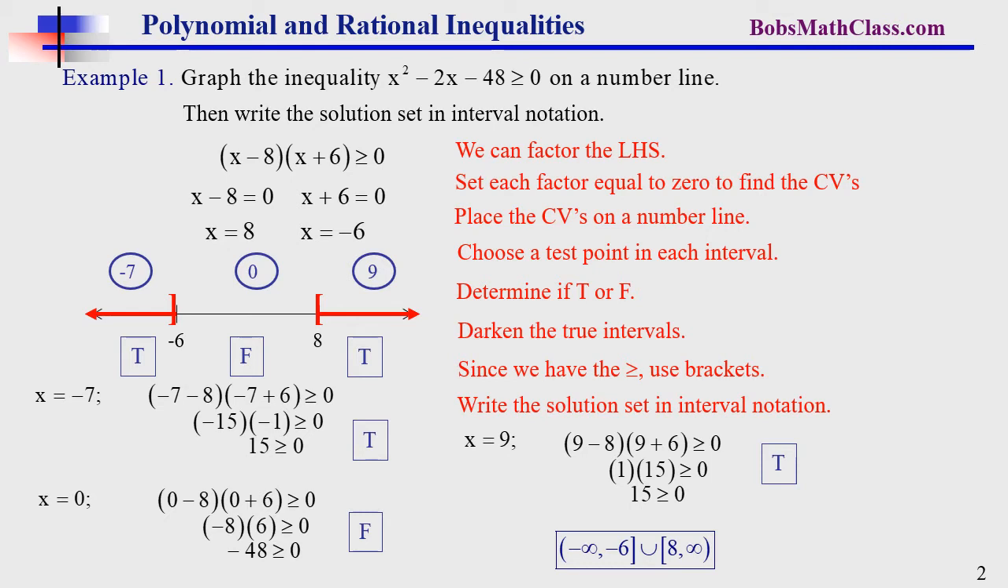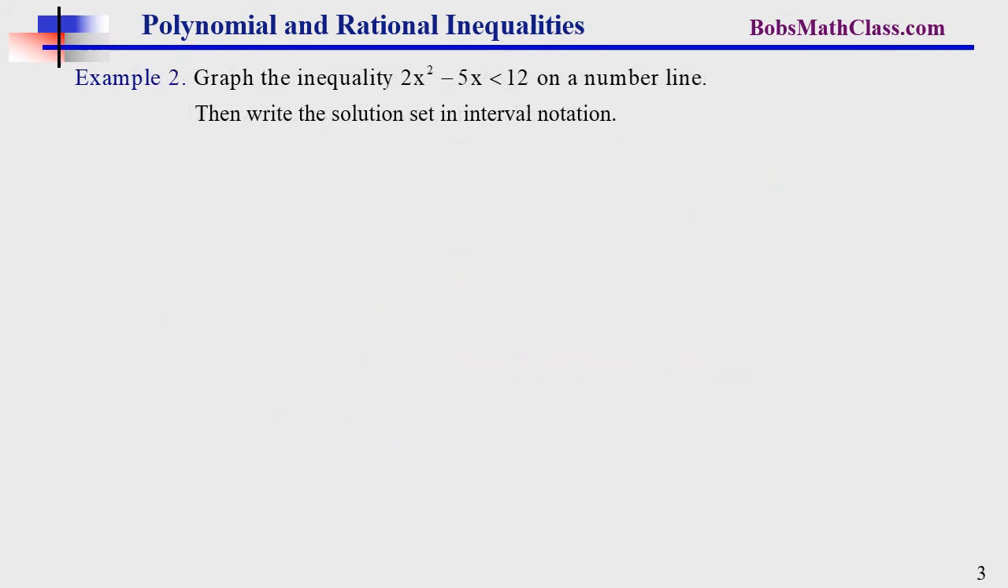All right, that's it. Let's do the next one. Okay, number 2. Graph the inequality 2x squared minus 5x less than 12 on a number line. Then write the solution in interval notation. So what's different about this problem than the last problem? Right, there's not a 0 on the right-hand side. So that's the first thing we need to do, is get a 0 on the right-hand side by subtracting 12 on each side.